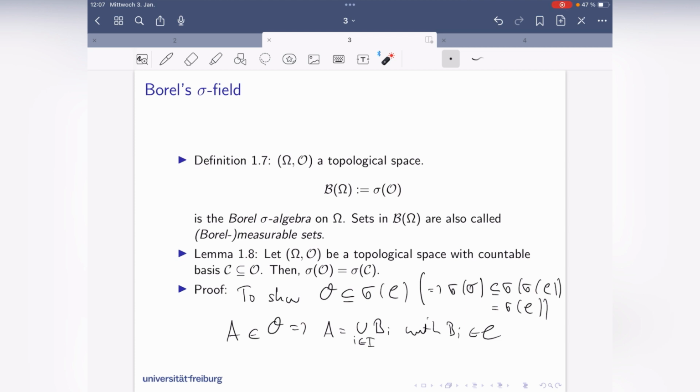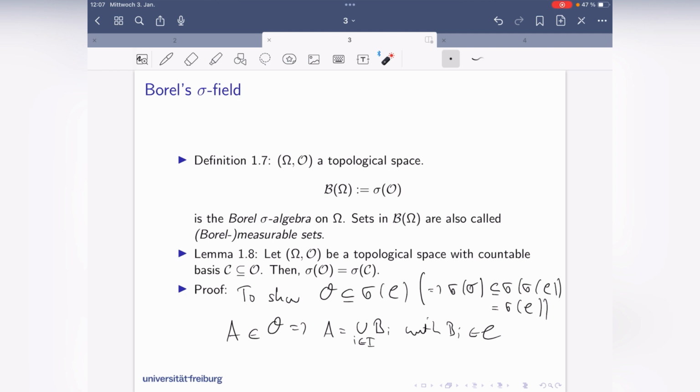Yes, so that's an important thing. It means that for the Borel sigma algebra, you can restrict yourself to a set C if C is countable and it generates the topology here.